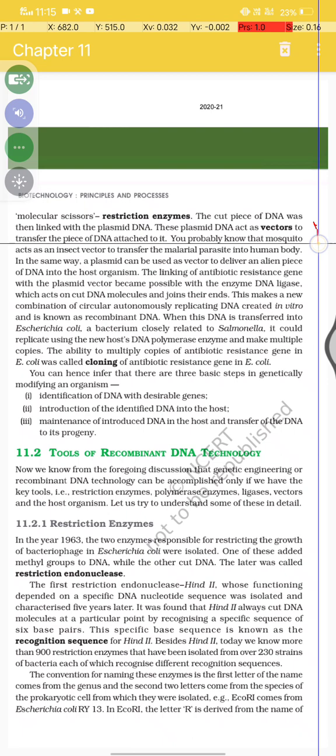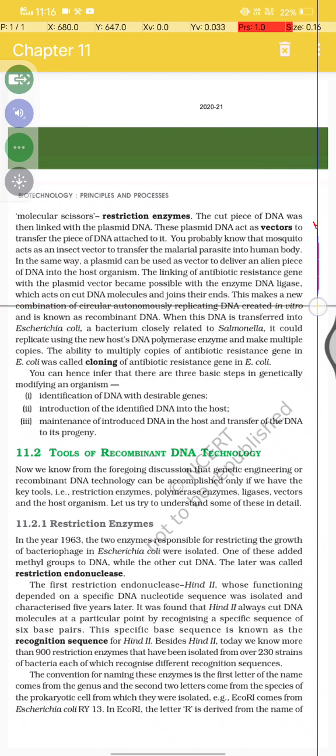You probably know the mosquito acts as an insect vector to transfer the malaria parasite into the human body. In the same way, a plasmid can be used as a vector to deliver an alien piece of DNA into the host organism. The linking of the antibiotic resistance gene with the plasmid vector became possible with the enzyme DNA ligase, which acts on cut DNA molecules and joins their ends.